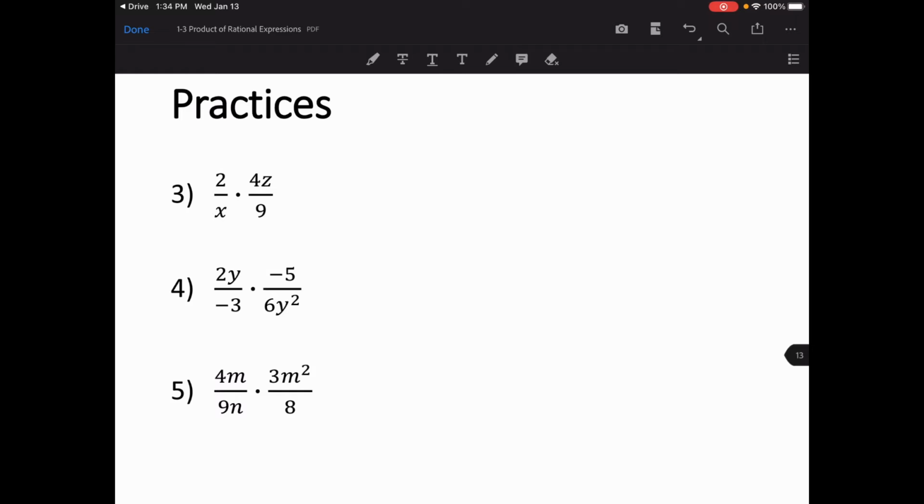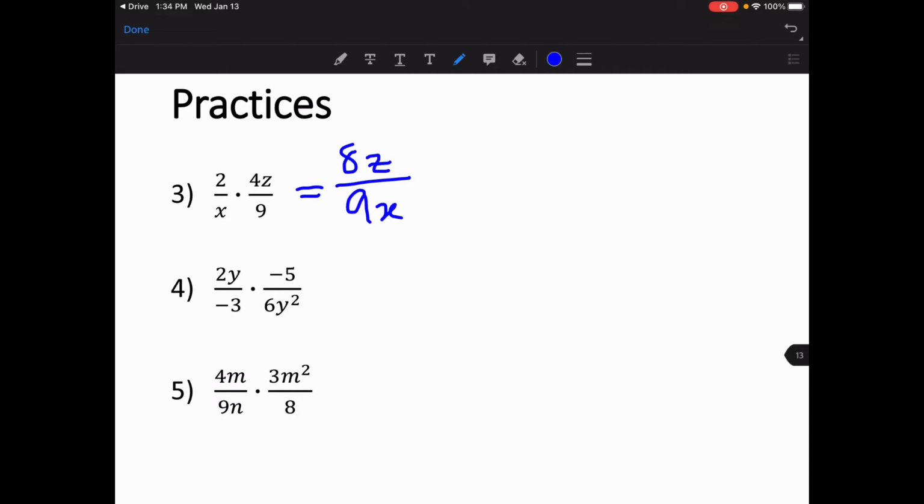Let's look at this together. Practice number 3. I have 2 over x times 4z over 9. So what we're going to do is multiply across. 2 times 4z is 8z, all over x times 9 is 9x. Again, you always write your numbers before your variable. And then I'm going to look at this. Is there anything I can simplify? I cannot simplify my numbers. My variables are not the same. Therefore, this is my answer.